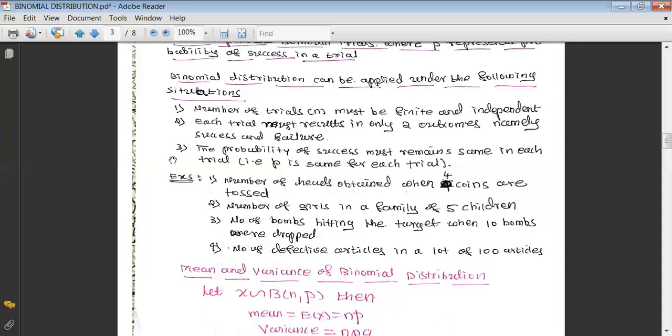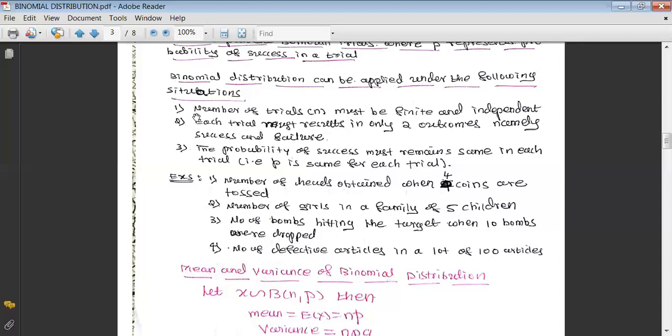And the third one is the probability of success must remain the same in each trial. That is, p is going to be fixed for each trial. Whenever we come across situations satisfying these three conditions, we can apply the binomial distribution.